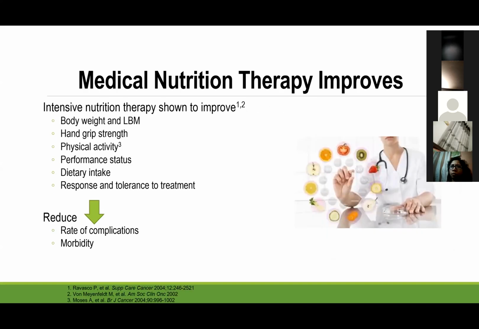But medical nutrition therapy, especially intensive nutrition therapy, will improve body weight and lean body mass, as well as hand grip strength, physical activity level, performance status, and dietary intake, and the response to and tolerance of treatment, which is very important in cancer patients. At the same time, intensive nutrition therapy will reduce the rate of complications and morbidity.